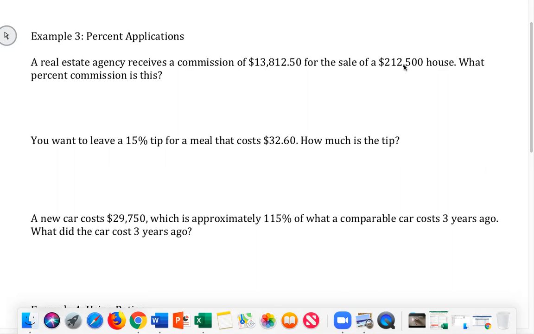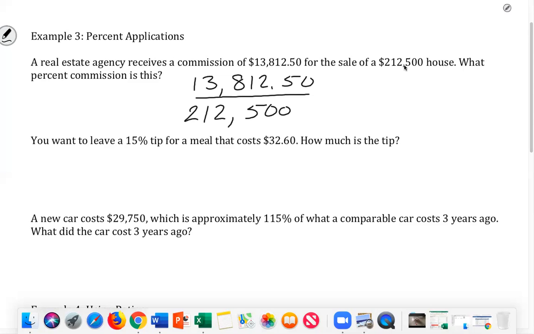But if I asked you this, Cody, if I said, Cody, you got a 13 out of 21 on a quiz, how would you figure out what your percentage was? What would you do, Cody? Divide by each other and times it by 100, I think. And that's what we're going to do here. So we're literally going to do $13,812.50 divided by $212,500.